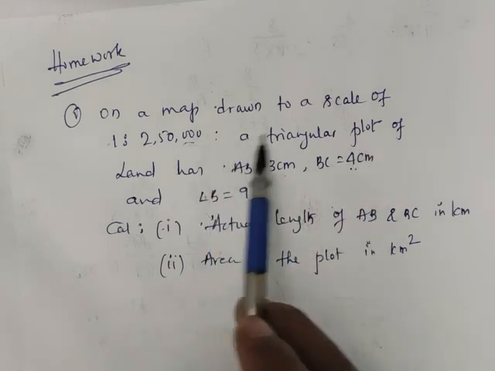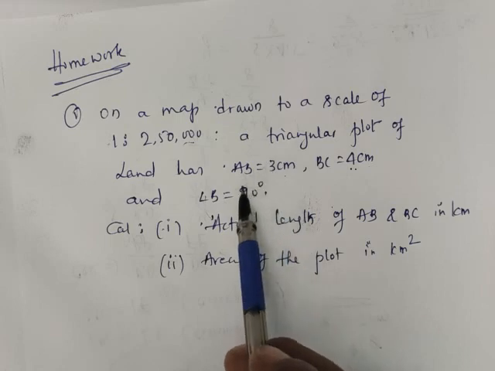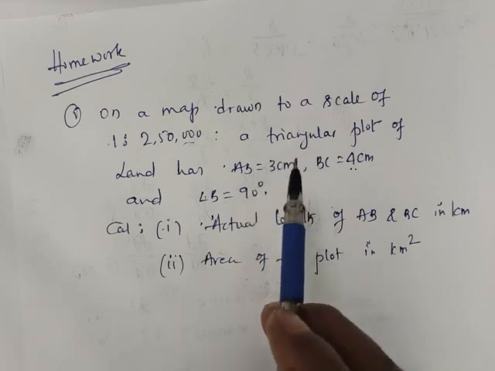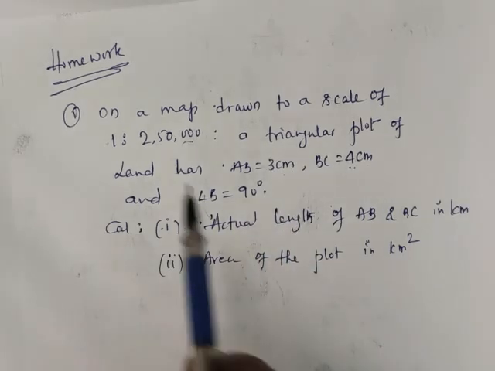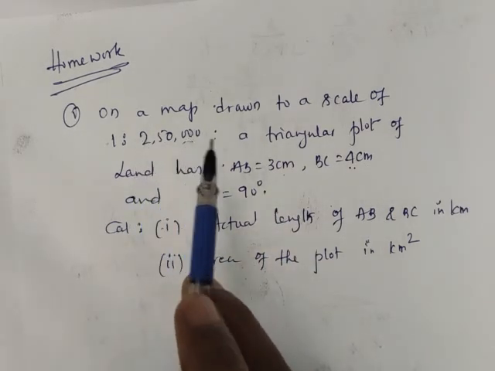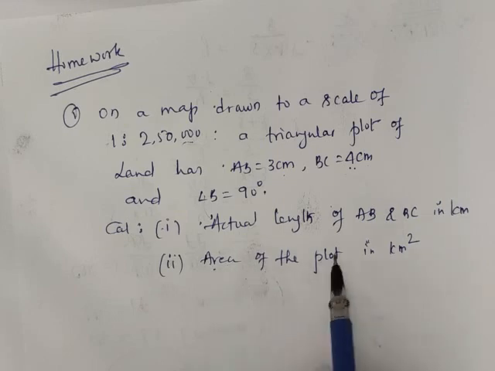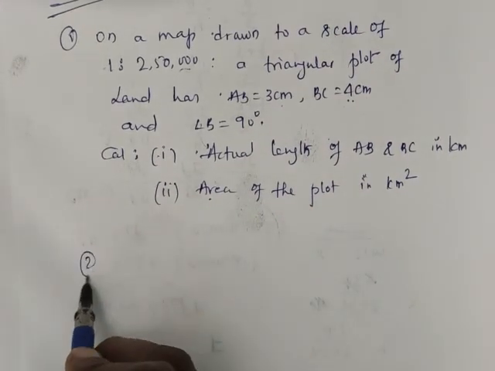The area of the map is in the shape of a triangle, no? Use half into base into height. First get the area of the map using half into base into height. With that answer, this 2,50,000 twice you have to multiply. The reason is you are getting area. So this is the one question from maps and models.